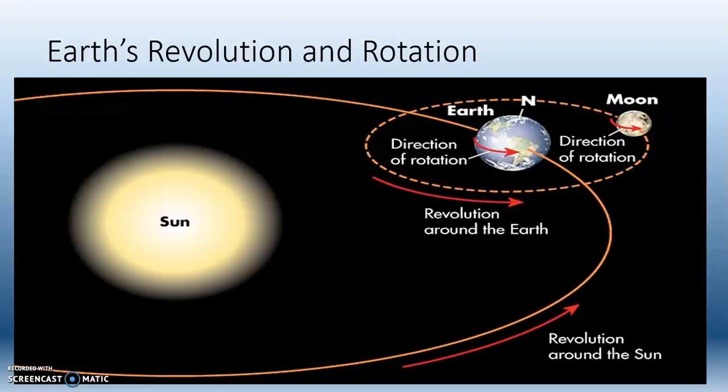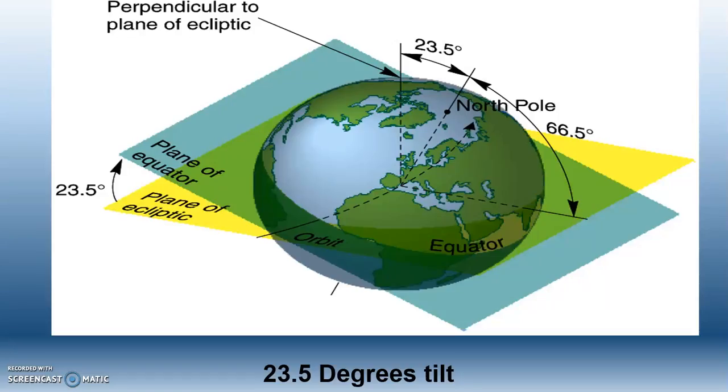So in looking at the terms that we just identified, we have a revolution around the Sun, and then we also have the Earth's rotation on its axis. The direction of rotation of the Earth is counterclockwise. We also have the same counterclockwise direction of rotation for the Moon. Now, in looking at the plane of ecliptic, this is the plane, kind of an arbitrary plane, that the Earth stays on as it is completing its revolution around the Sun.